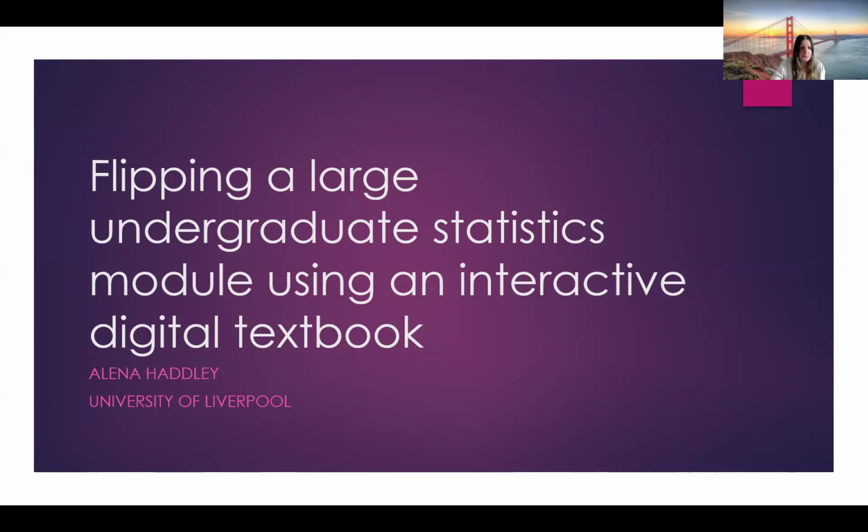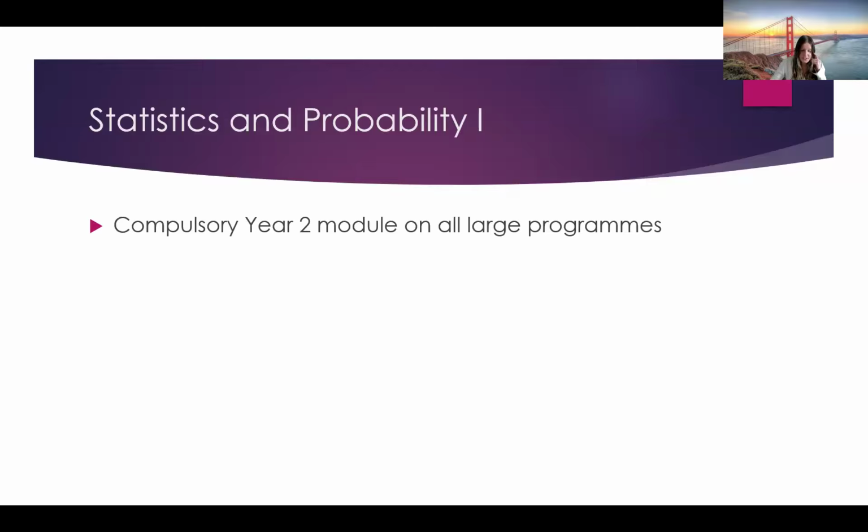So the module in question is called Statistics and Probability 1, and it is a compulsory year 2 module on all large programs in our department. As a result of this being a compulsory module, it has lots of students. So typically it has 300 to 500 students. Before the pandemic, we were hitting more than 500 students in this module. Now post-pandemic it is more than 300 students.